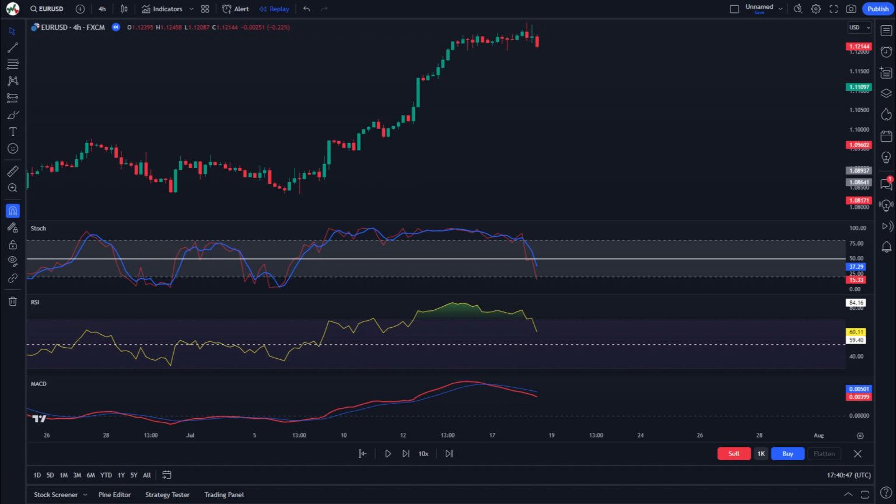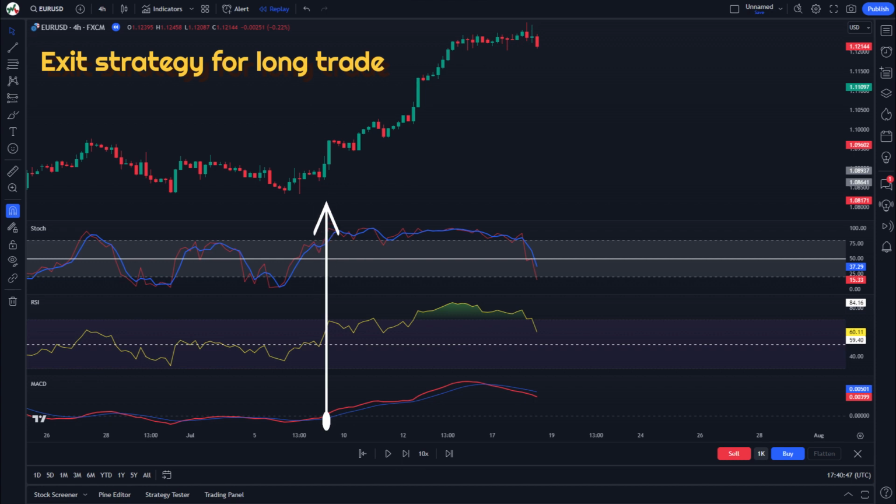We suggest that you should never put more than 1% of your capital or your trading account into a single trade. This should be simple enough. For the long trade, you should place your stop loss at the nearest swing low. To exit the trade, you should consider exiting the long trades when the following conditions are met.